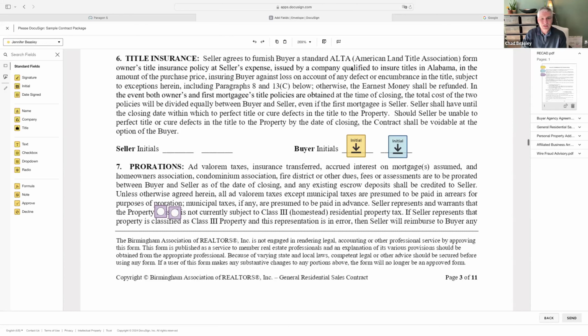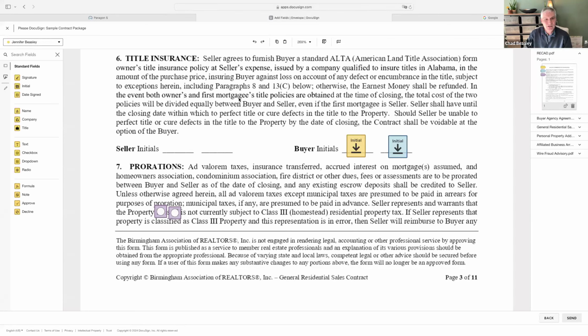Title insurance. This just says that seller agrees to furnish the buyer a standard Alta form owner's title insurance policy at the seller's expense, issued by a company qualified to insure titles in Alabama, in the amount of the purchase price, insuring the buyer against loss on account of any defect or encumbrance in the title, subject to the exceptions herein, including paragraphs 8, 13C below. Otherwise, the earnest money will be refunded. That means if they can't get clear title to insure it, then the deal doesn't have to go through.